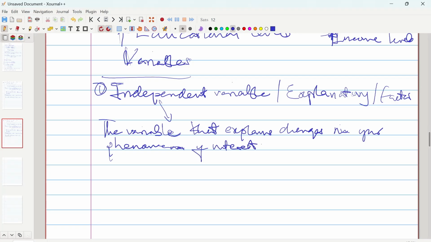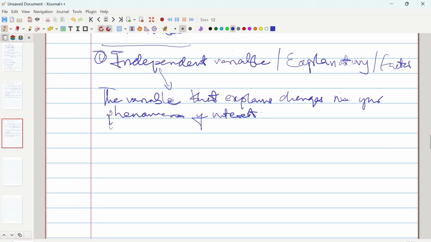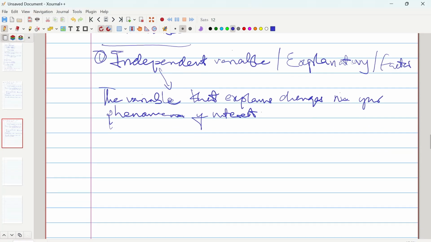So in this case, we are interested in income levels, and what is actually being used to explain income levels is education. So now education is our independent variable in this theory. Education level is the independent variable. Others will denote it as IV. I think that it's much simpler, so we're going to use IV moving forward.